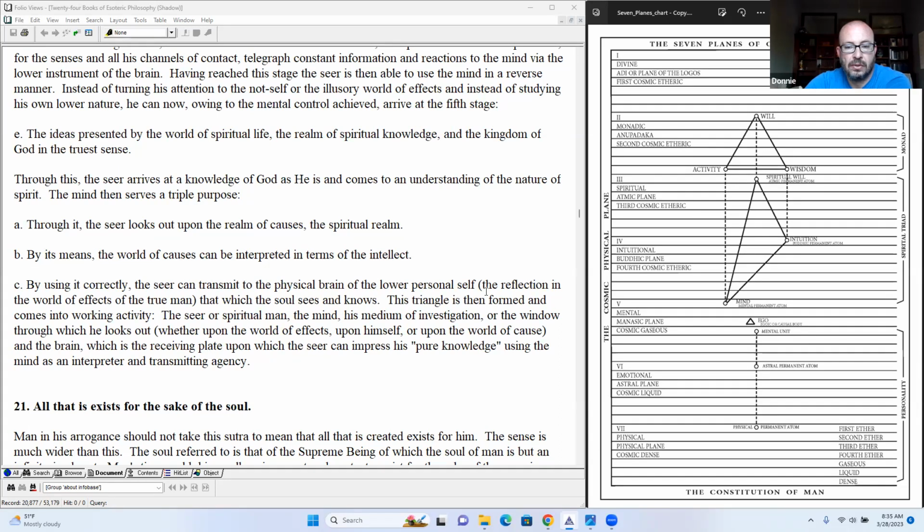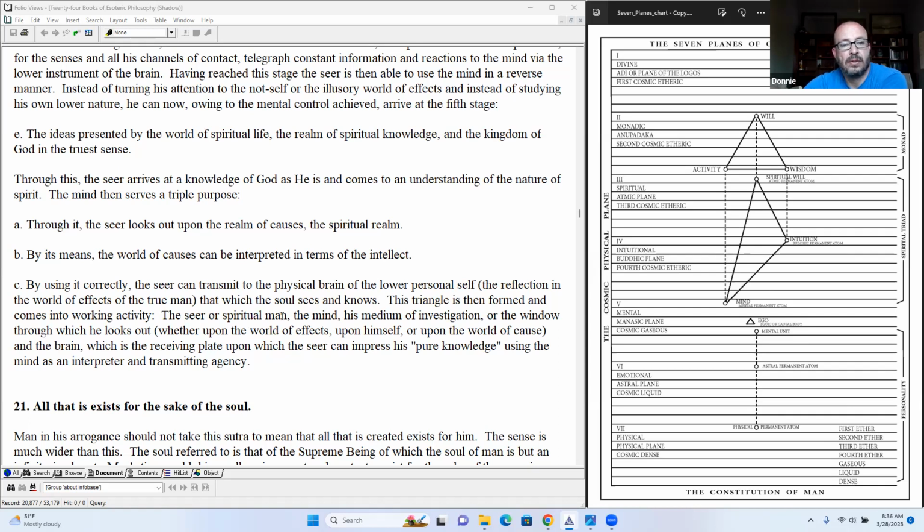That which the soul sees and knows, the reflection in the world of effects of the true man. So we're beginning to understand the meaning of events, the causes of events, the reasons for these things happening. And then as we look out at this, at what we're seeing, we know that this is happening because of the spiritual backdrop, which is creating this, not essentially, I mean, ultimately.